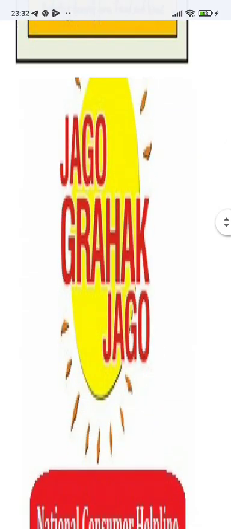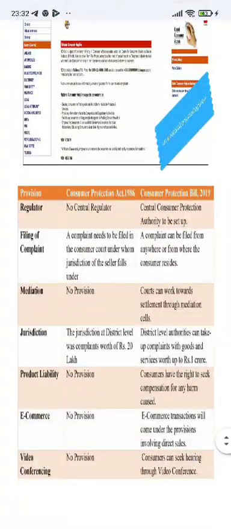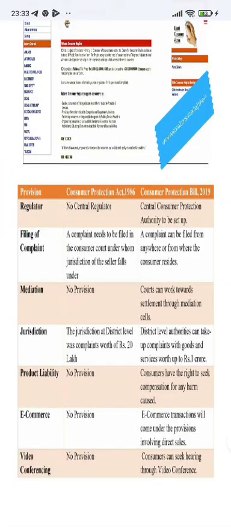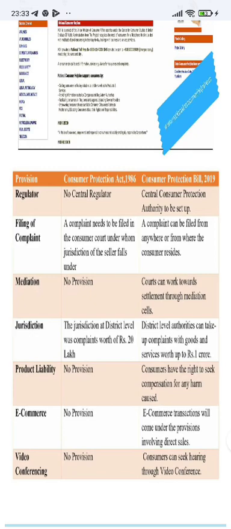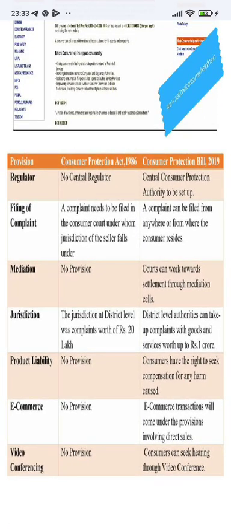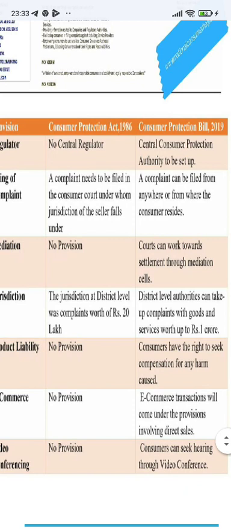Coming further, here we come across the difference between the earlier law, the Consumer Protection Act 1986, and the recent bill which has been passed in the Rajya Sabha, the Consumer Protection Bill 2019. We are doing a comparison of the two. On filing of a complaint, under the 1986 Act a complaint needs to be filed in the consumer court under whose jurisdiction the seller falls. Whereas in the Consumer Protection Bill 2019, a complaint can be filed from anywhere, or from where the consumer resides.